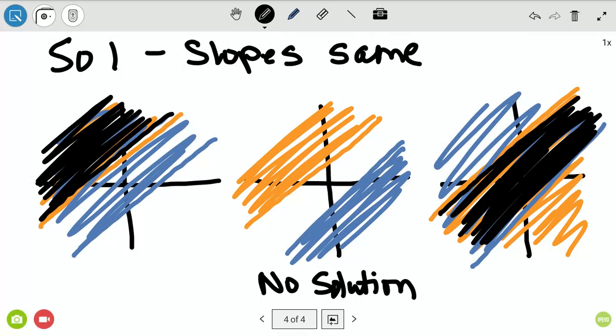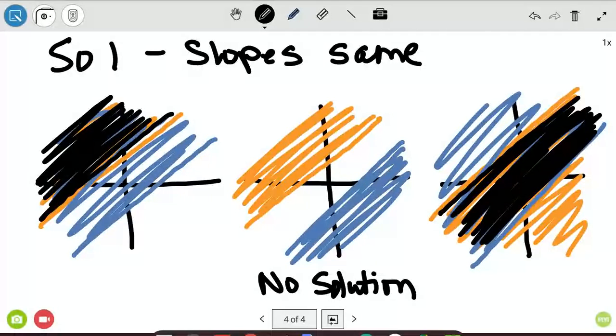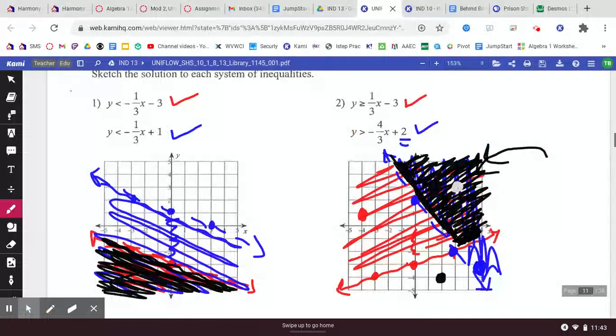So when you have exact slopes with system of inequalities, these are your three special cases. Okay? Any question on the special cases when your slopes are identical with system of inequalities? All right, I'll go back to that other screen now.